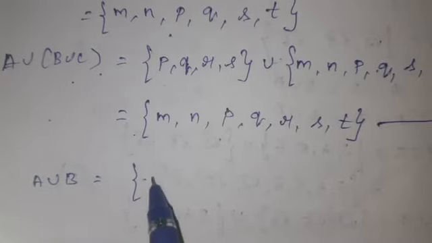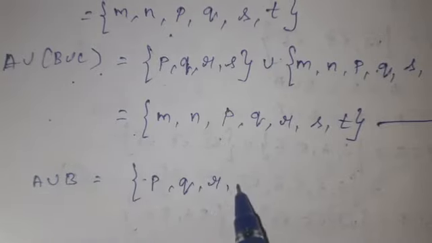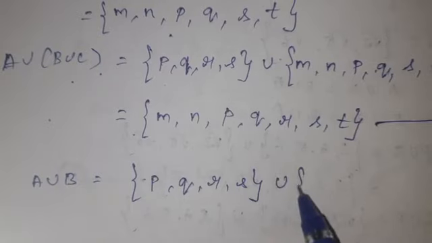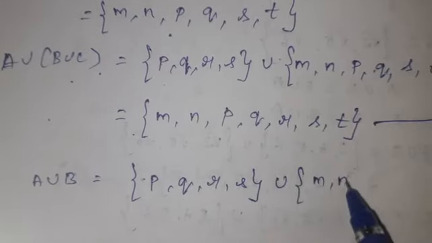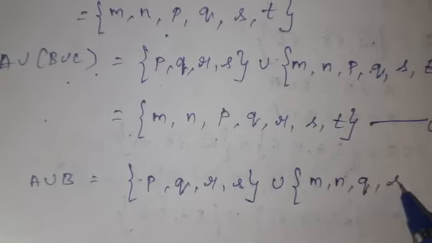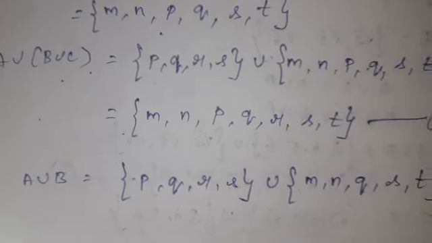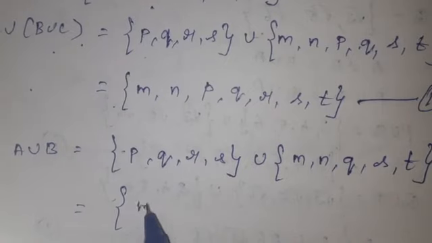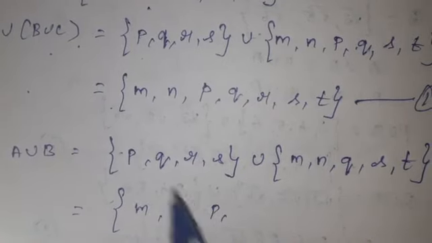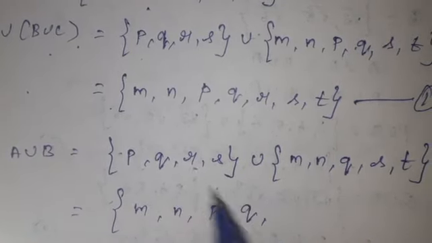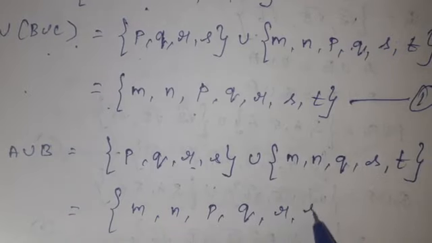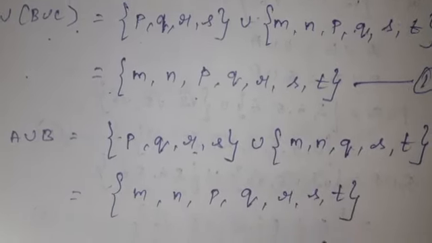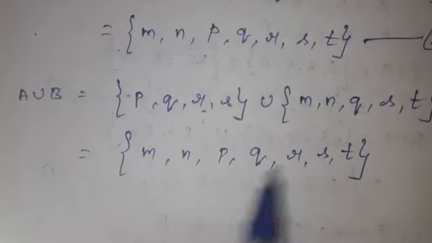A set is P, Q, R, S. Union B set is M, N, Q, S, T. For both you should take union. First I am writing M, N, P, Q, R, S, T. Next you should find the full part of the RHS side.